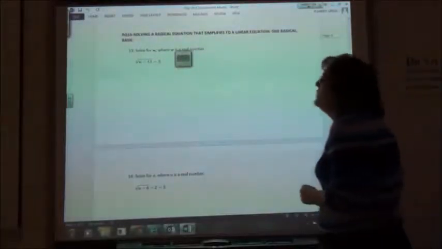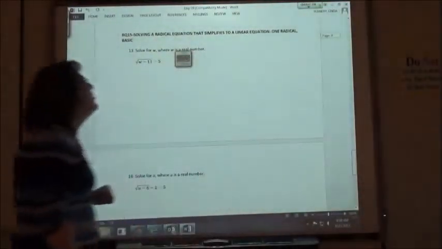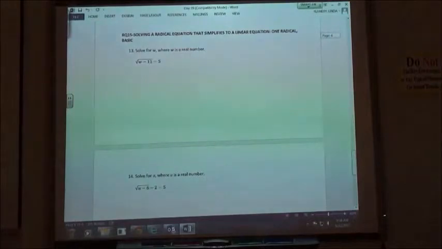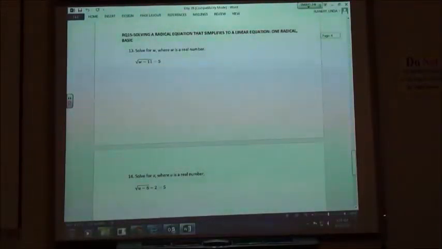Then we are going to solve some radical equations that simplify to a linear equation with one radical sign. When I'm trying to simplify something with a radical sign, I first want to make sure that that radical sign is by itself. So if there's anything next to it, if it's a plus 5 on the end or times 2, I need to get rid of that first.